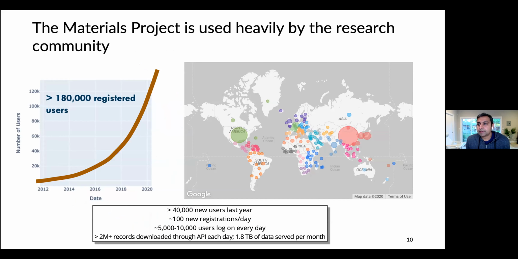So the Materials Project is used heavily by the research community. At this point, we now have 180,000 registered users. And so this seems to be increasing exponentially. It obviously can't keep increasing exponentially, so at some point we will see where it levels out. But over the last year, there have been many new users and lots of data being downloaded through the Materials Project from all over the world.